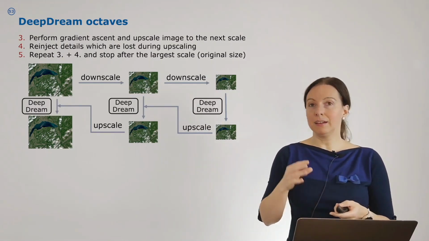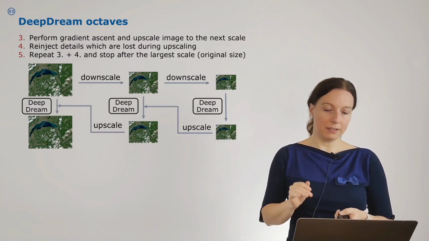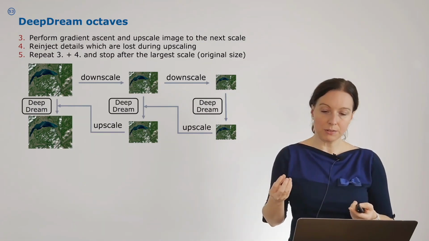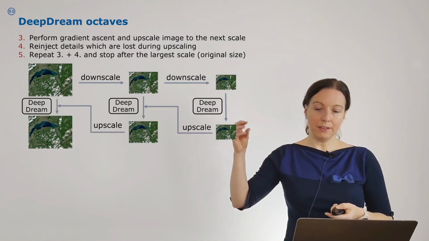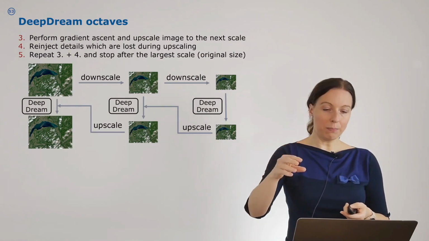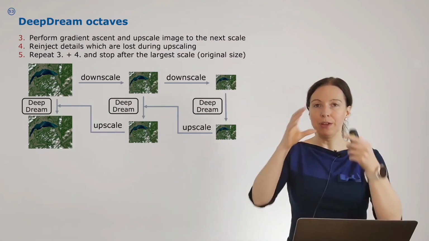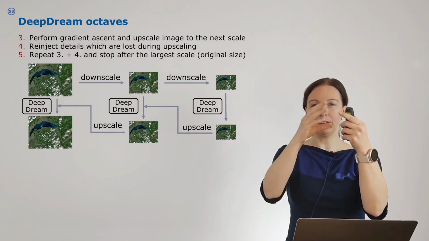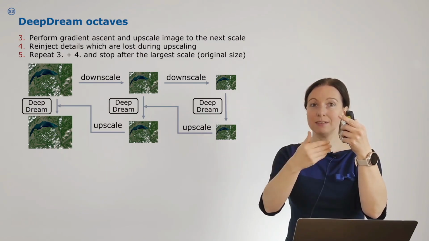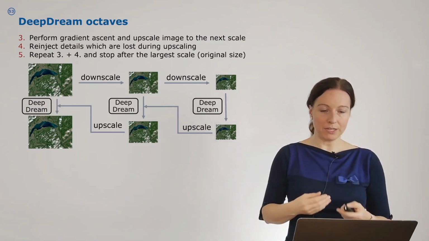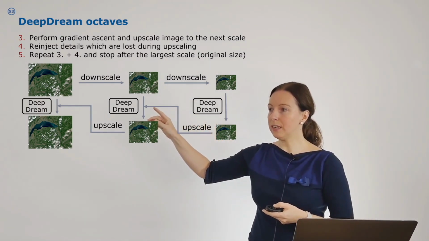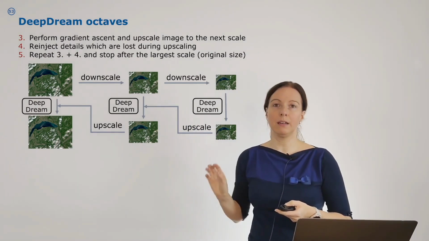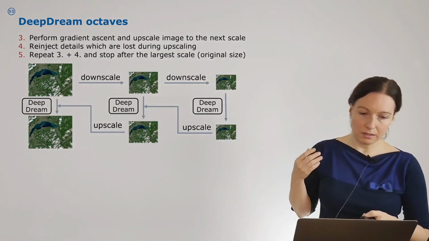To re-inject the lost details during the upscaling, you simply take the original image, shrink it down, and then upscale it and compare the result to the image before the downscaling. When you downscale and then upscale again and compare, you actually see what was lost. And this lost information is re-injected again. So you can work on all scales, but with limited information loss.